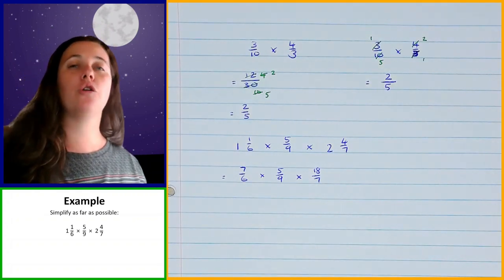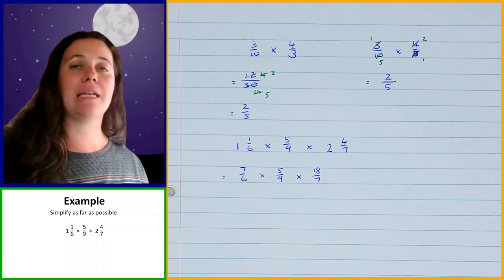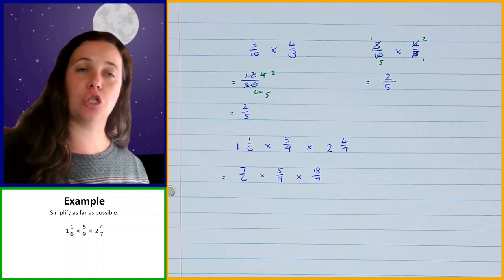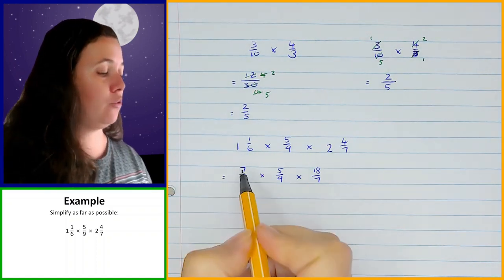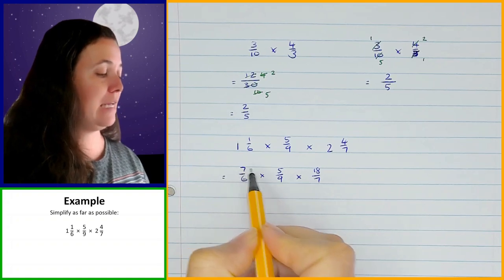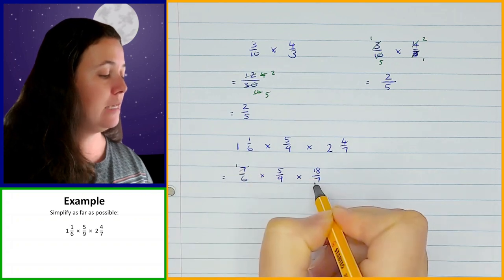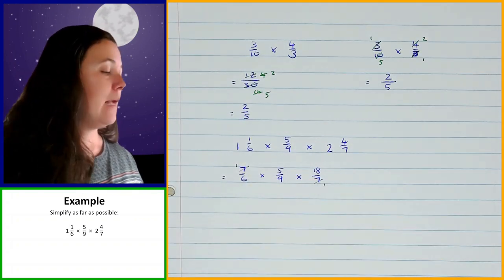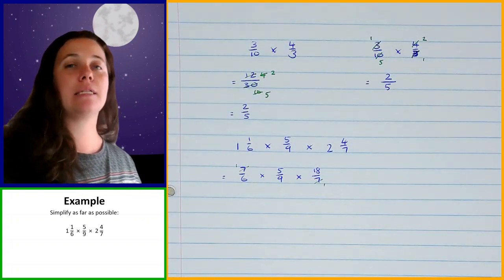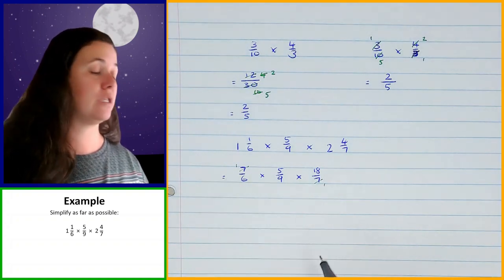So now I'm going to look for any common factors that are in the numerator and in the denominator. So over here I can see I've got 7 in the numerator here and 7 in the denominator over there. So I can cancel those out. 7 goes in there once, 7 goes in there once. If there's anything else that is the same straight away, then you can do the same thing.